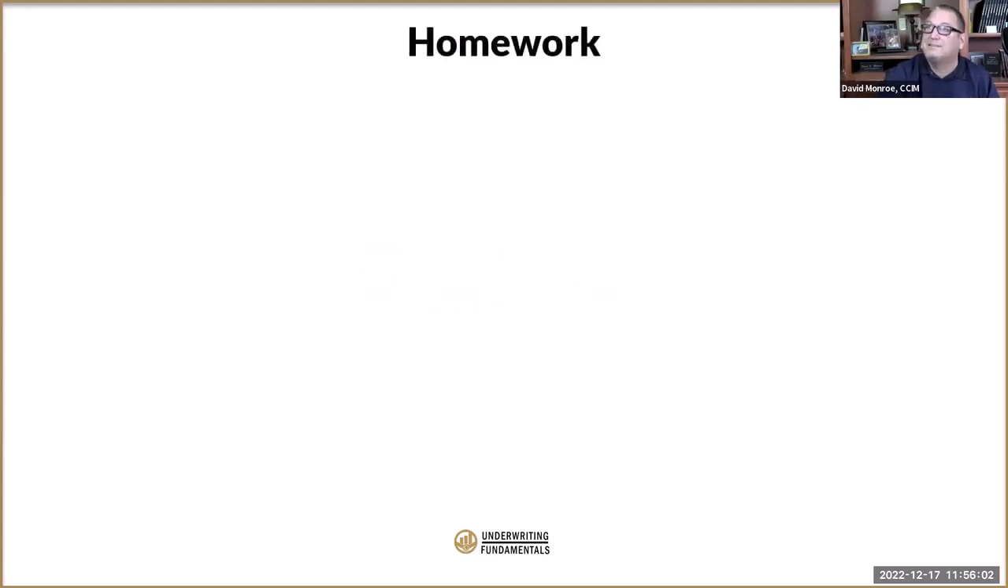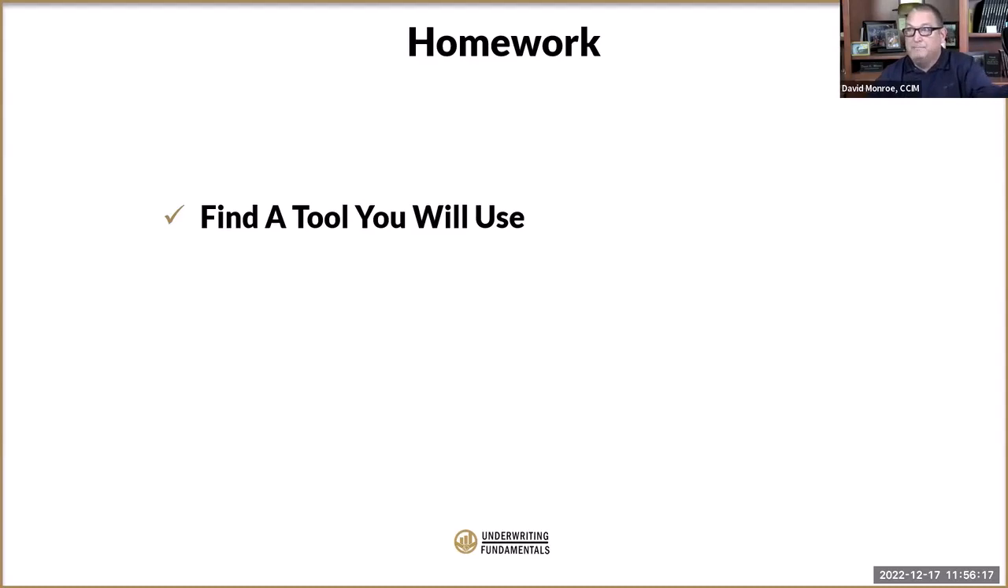Homework. Yes, even on the last day, there's always homework. Find a tool you'll use. It doesn't have to be Synthesis, doesn't have to be mine, doesn't have to be SDA, any one of them. You can create your own. There are classes that you can take. CCIM does building your own discounted cash flow model. You can go take a course and build your own, like I did.